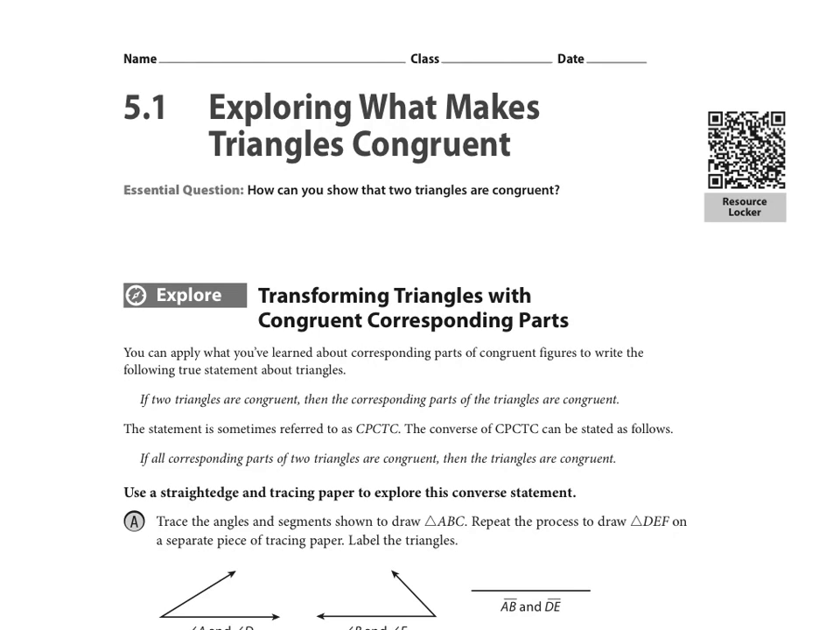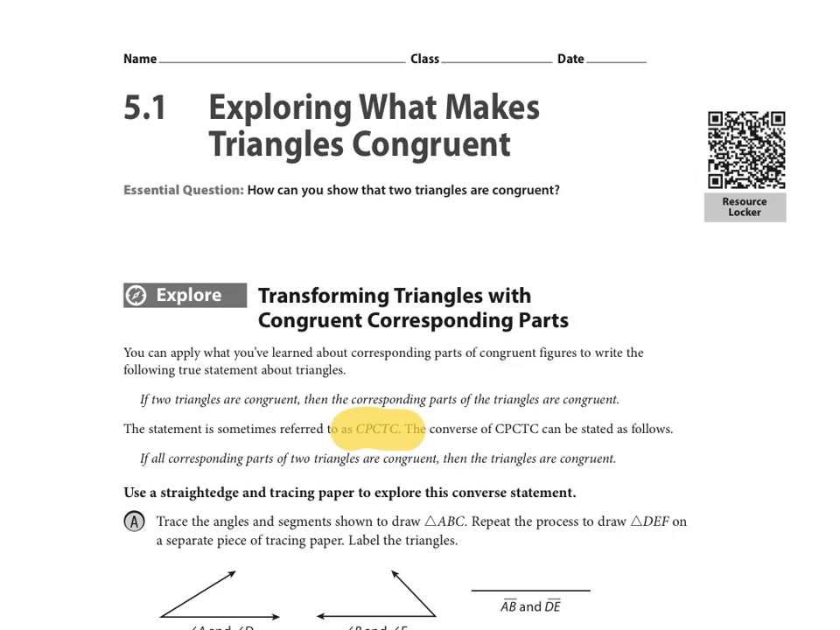In this video, we're going to talk about how we are able to show that two triangles are congruent. First, a new statement that comes from our corresponding parts of congruent figures statement, CPCTC, remember? We change that to: if two triangles are congruent, then instead of corresponding figures, the corresponding parts of the triangles are congruent. This statement is sometimes referred to as CPCTC, so highlight that right there.